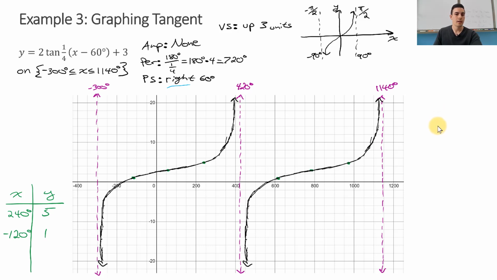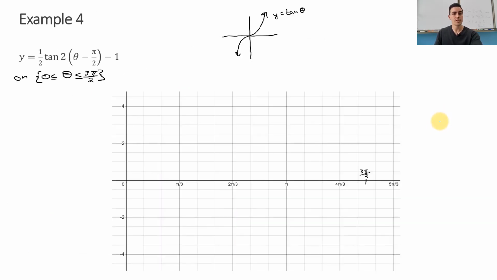Let's go ahead and take a look at one more, just for tangent. So I've got, again, the general idea of what tangent looks like. We're going to graph this from 0 to 3 pi over 2.